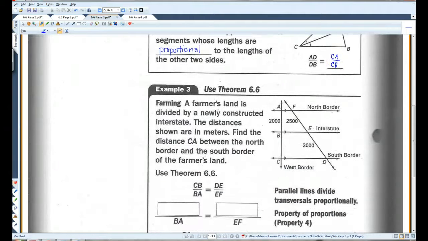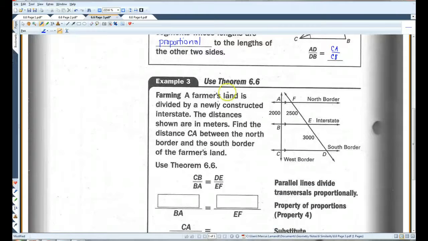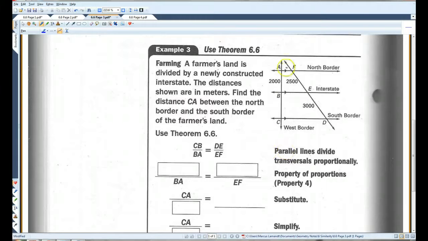Alright, let's do an example. A farmer's land is divided by a newly constructed interstate. The distances are shown in meters. Find the distance CA between the north border and the south border of the farmer's land. Okay, so we have these three parallel lines, and we are trying to find CA. That's this whole distance here. Basically, we already have AB. If we can just find BC, we can add these two together and get the whole thing.